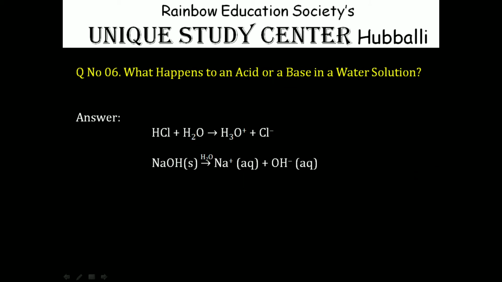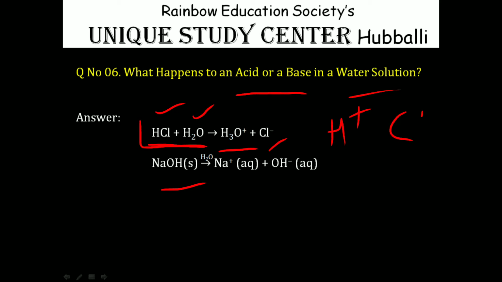Next one, what happens to an acid or a base in a water solution? When acids or bases are dissolved in water, they undergo cleavage of the compound. Can you see here? HCl when dissolved in water gives the acidic compound. H will react with the water molecule to form H3O plus and chloride. It means H plus and Cl minus are formed from HCl in the presence of water.